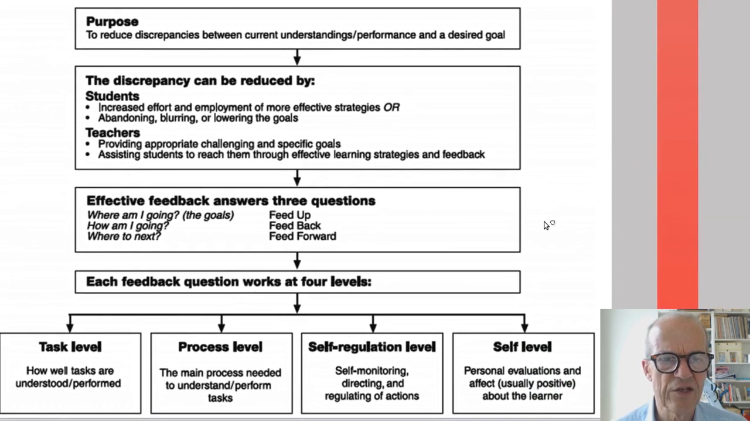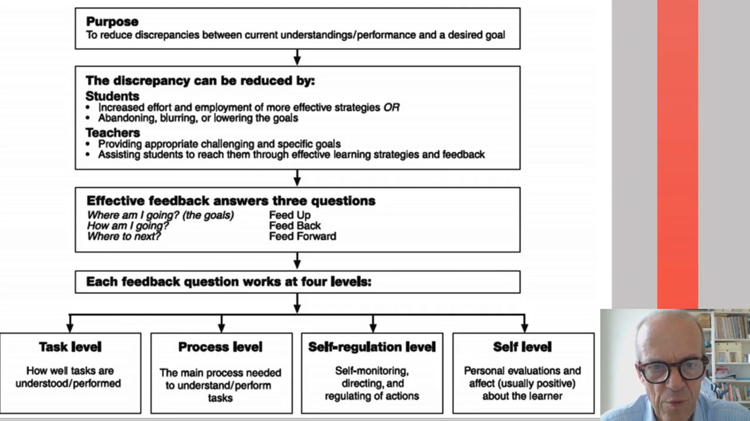Whenever there is a situation in which you have to arrive at a particular goal, for instance, you have to reduce the discrepancy between current understanding and the purpose or the goals of the class, then you should try to reduce this discrepancy. It's a very logical diagram, and you see. Students can do that by increased efforts and employment of more effective strategies, or they can also try to abandon the goals or lower the goals or whatever.